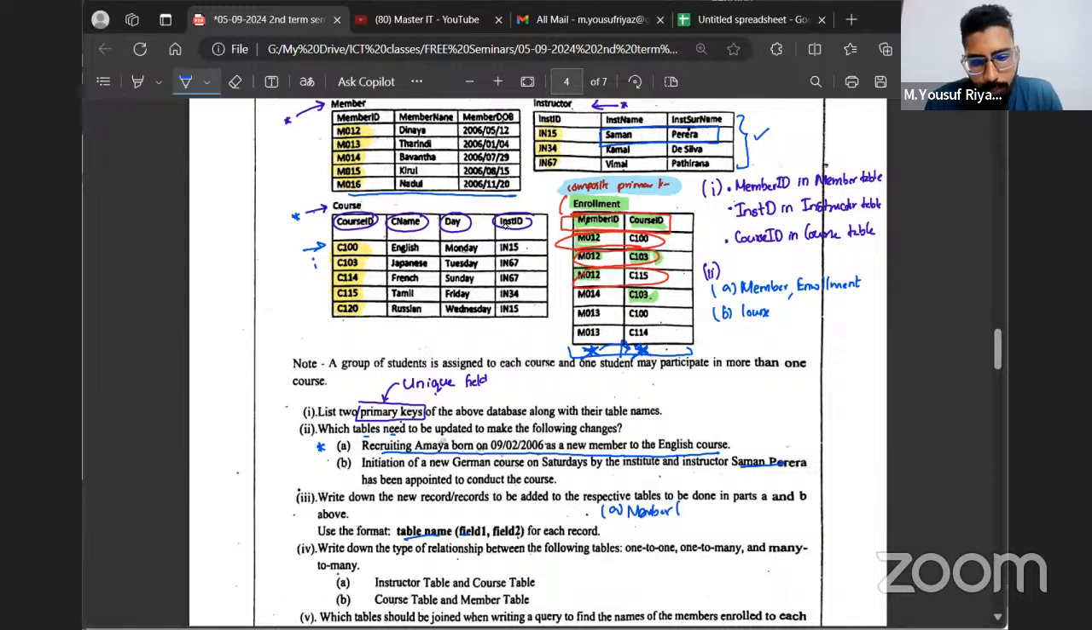For field 1, I'm going to enter the ID as M017 because the last one is 16, so the next is 17. And the name is Amaya. And she was born on 2006 February 9th. And then I have to update the enrollment table. In the enrollment table, I have to say the member M017 is joining the course C100.